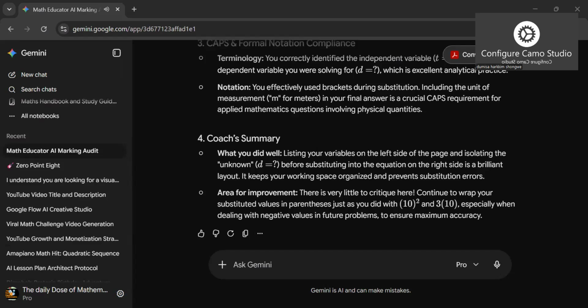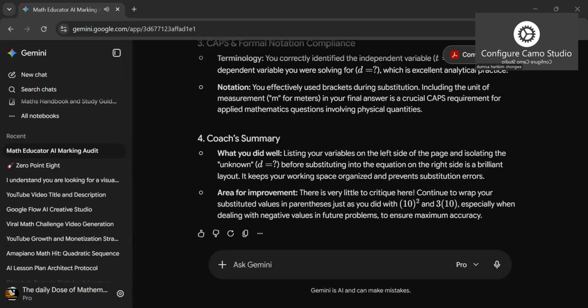2. Corrective feedback. Your calculation is perfectly executed. You successfully recovered the correct quadratic equation parameters, m equals 1, n equals 3, and applied them flawlessly to the new time condition. The sequence of squaring 10 before adding the product of 3 and 10 follows the correct order of operations. There are no logical flaws in this step.